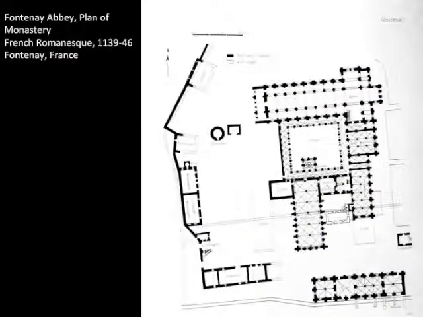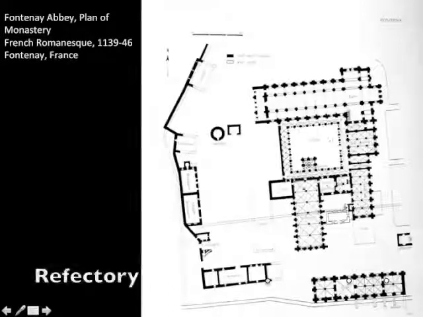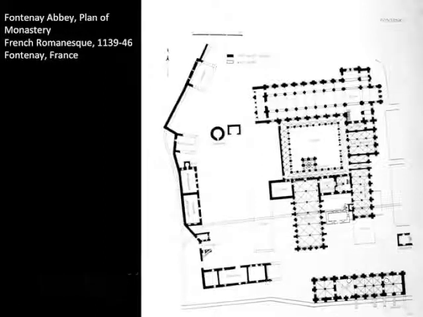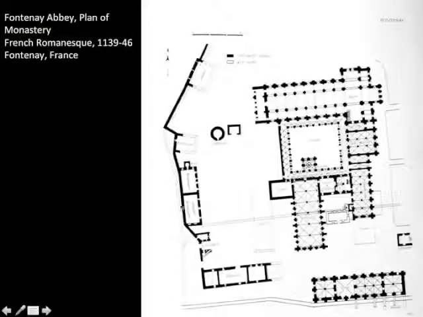Here's another monastic complex, the Fontenay Abbey, also Romanesque. And it's worth looking at this because it has all the component parts that you need for this new type, which is monastery. It has a cloister, which is a courtyard over here. It has a church. It has a refectory, which is a dining hall. It has various chapter houses for meetings to take place, and so forth.